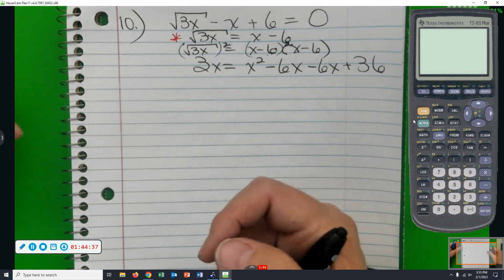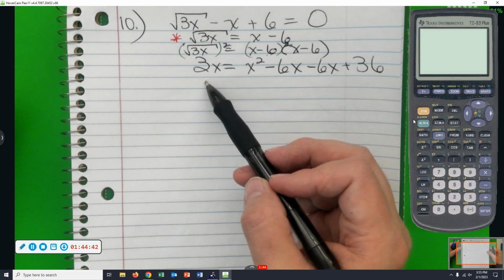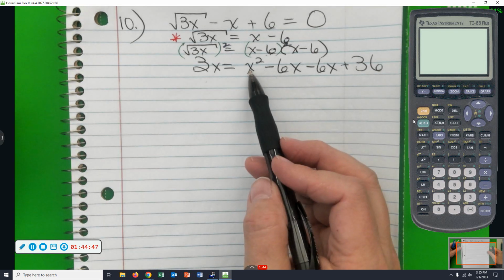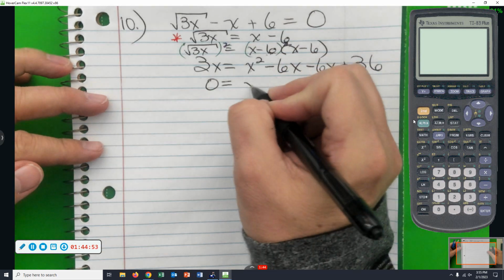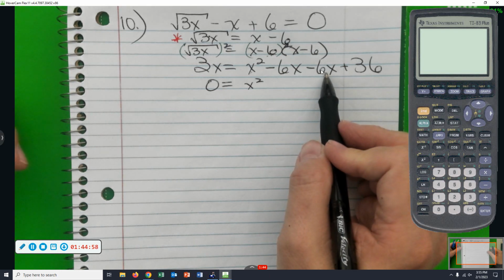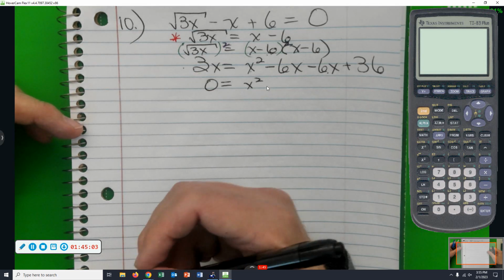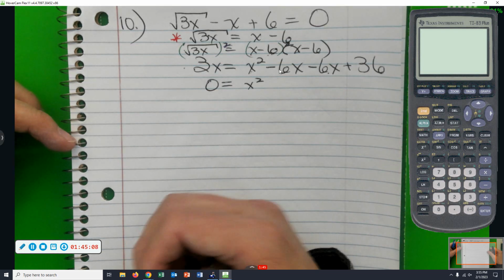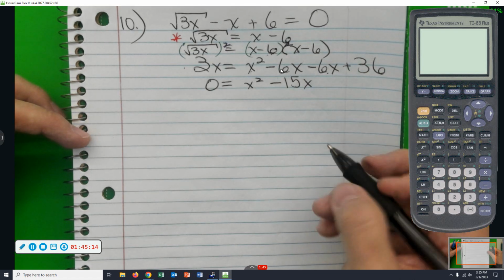Okay, it's quadratic, so we need to get it set equal to 0. Do you think I'm going to get the 0 on the left side or on the right side? The left side. I don't want to move this x squared over because it'll become a negative x squared. So we have an x squared. Negative 6x minus 6x is a negative 12x. Minus 3x, what's that going to give me? Removing that 3x over, it becomes a minus 3x. Negative 15x, I agree. And I still have the constant.